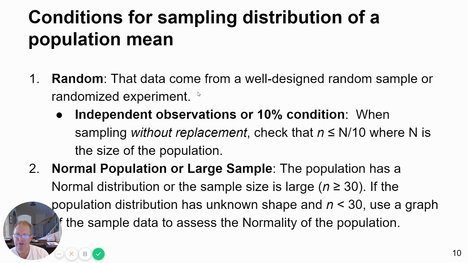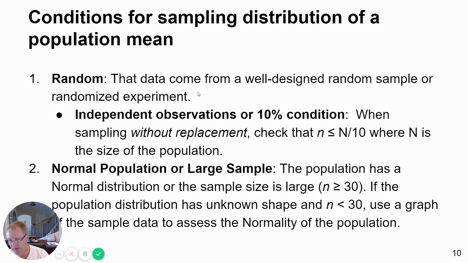So here are the three conditions to doing our analysis. We have to make sure that the data comes from a well-designed random sample or a randomized experiment. If the sample is not random, then we cannot make inferences to the population. The second condition is that the observations are independent or the 10% condition is met. When sampling with replacement, we need to check that the sample size is less than 1/10 of the population size. That's what enables us to use the formula.